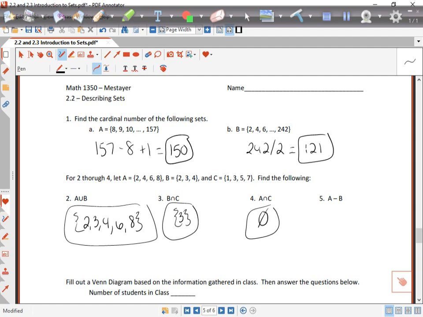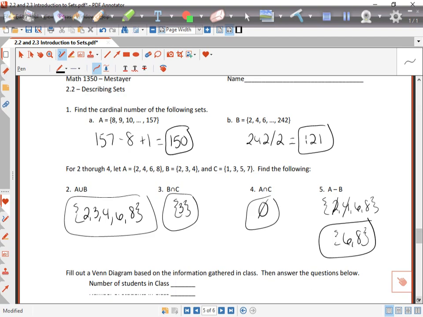Now a set difference. Take everything in A and take away what's in B. So I'm going to take away a 2. There's no 3 to take away, but I can take away a 4. And so then my answer ends up being 6 and 8.